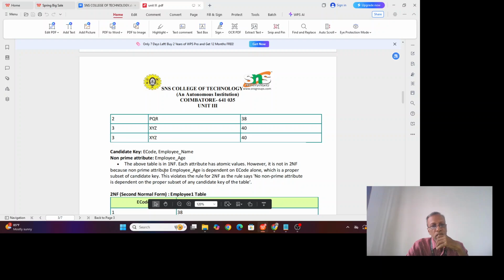The above table is in 1NF. Each attribute has an atomic value. However, it is not in 2NF because the non-prime attribute employee_age is dependent on E code alone, which is a proper subset of the candidate key. This violates the rule of 2NF, as the rule says no non-prime attribute is dependent on the proper subset of any candidate key of the table.